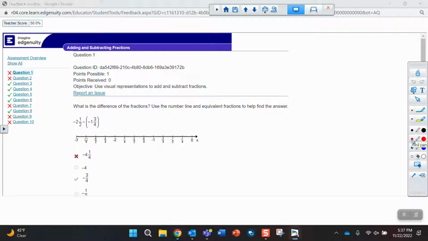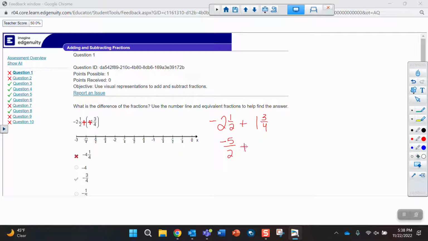So when I look at this example, the first thing I'm going to do is change the problem to adding the opposite. If I change the sign from subtraction to addition, then I also have to change the sign of the number behind it. So now the problem is negative 2 1/2 plus 1 3/4. I teach my students that we need to change mixed numbers to improper fractions. So in order to change 2 1/2 to an improper fraction, we're going to multiply 2 times 2, and then add 1. So that's 5 over 2.